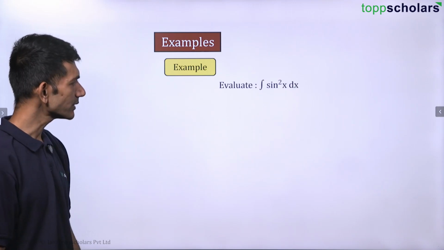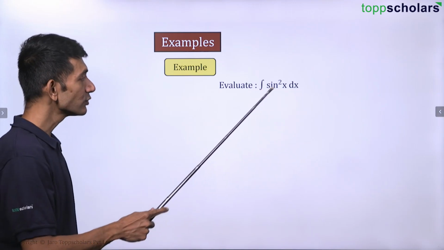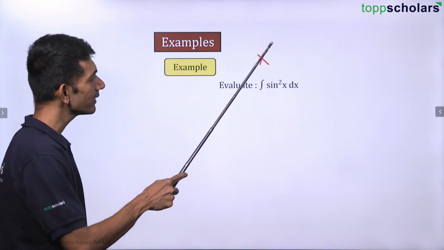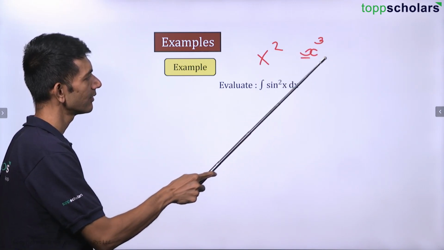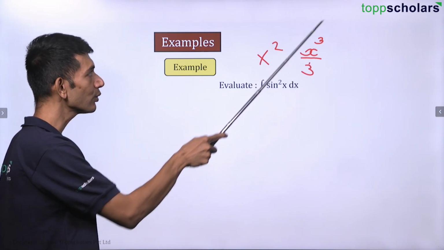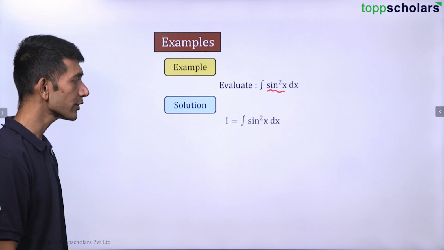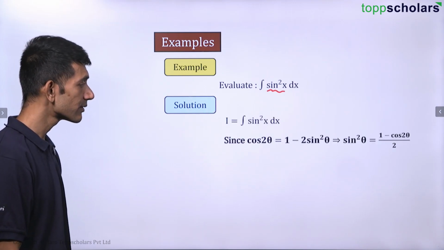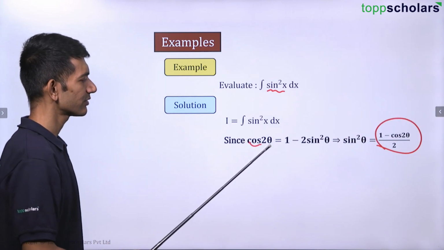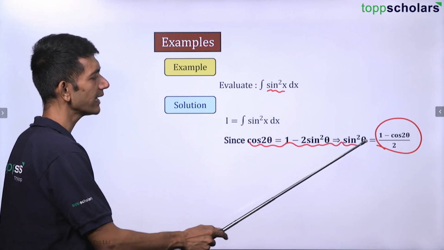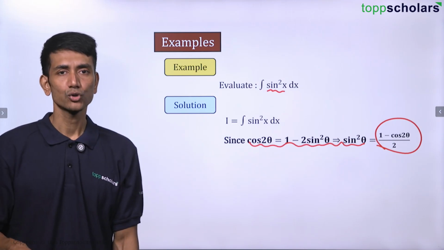The first question says evaluate the integral of sine square x dx. Can we take this as x square and then take it as x cube by 3, that is sine cube x by 3? No, we cannot do that. So this needs to be converted. We know that sine square x is 1 minus cos 2x by 2. This working is for your understanding. If you directly know the formula, do it. That is, sine square x is 1 minus cos 2x by 2.